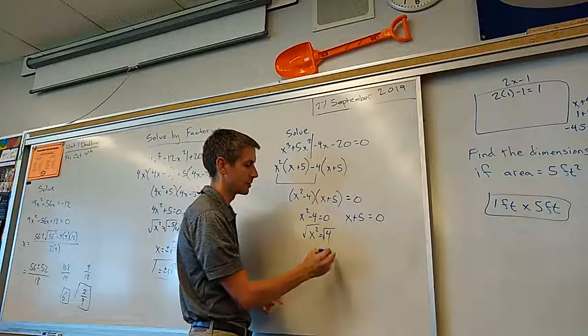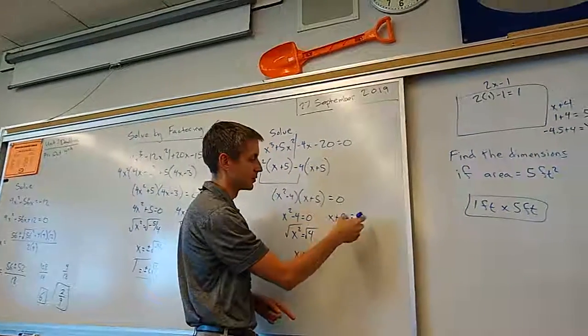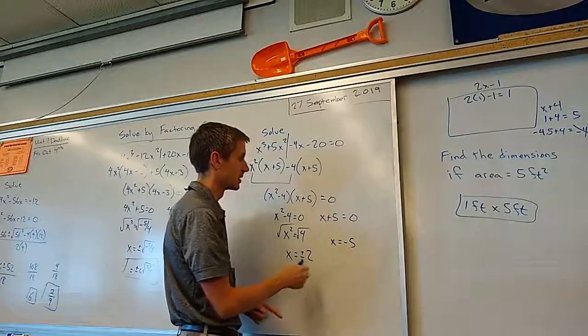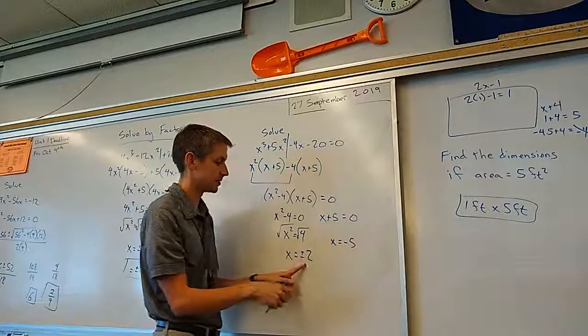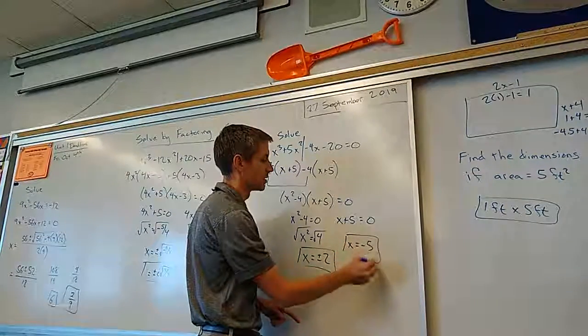In this case, 2. On the second one, all I need to do is move that 5 to the other side. I get x equals negative 5. So three answers here, a positive and a negative 2, and a negative 5, become the solutions to this original polynomial function that we have.